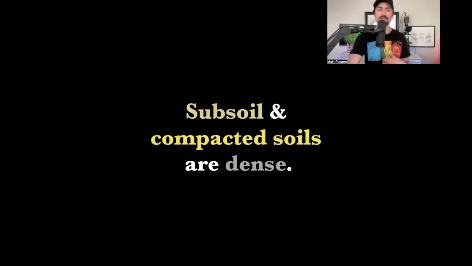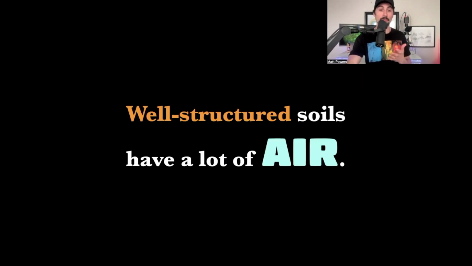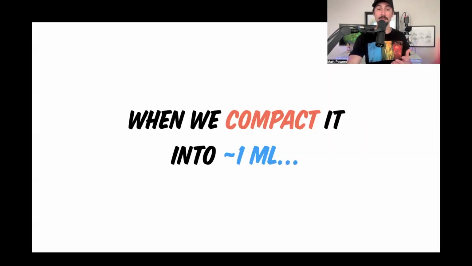Right. So subsoil and compacted soils are dense, but they're also finer. And they compact, they are dense, they don't have air in the same way. And this is why they become anaerobic so often. Well-structured soils have lots of air, up to over 50%, sometimes 60% air. And then we compact it into roughly 1 ml. And obviously, if you go just the line with all that air, it's less than 1 ml. So you're compacting it. Now you're seeing the problem, right?